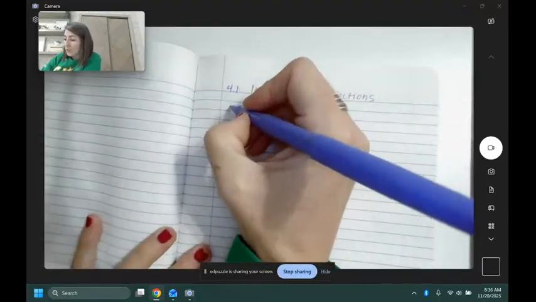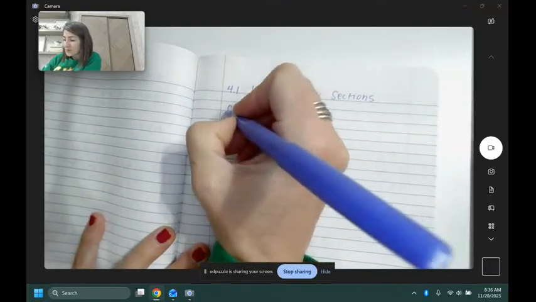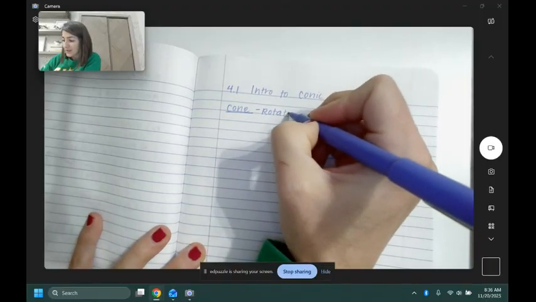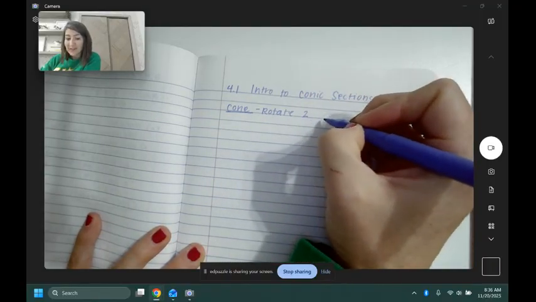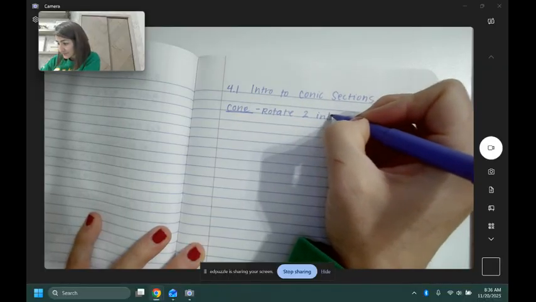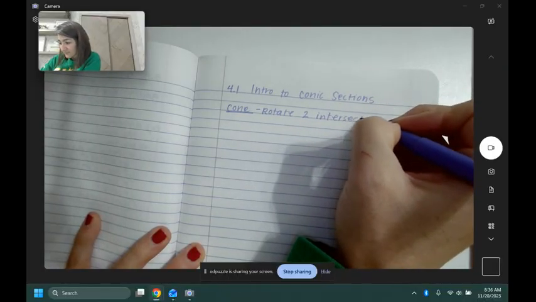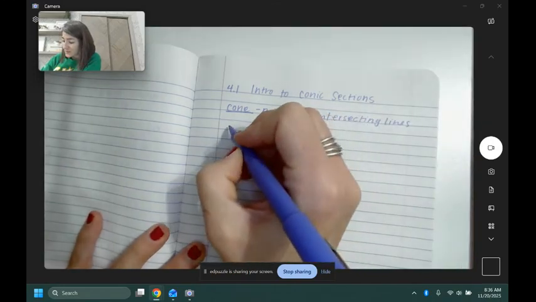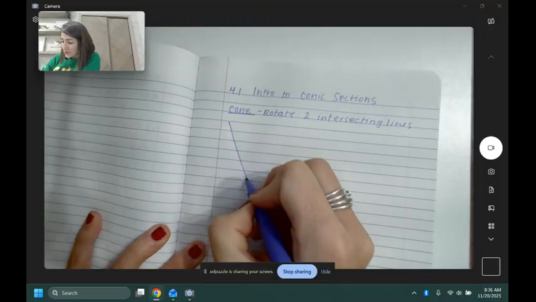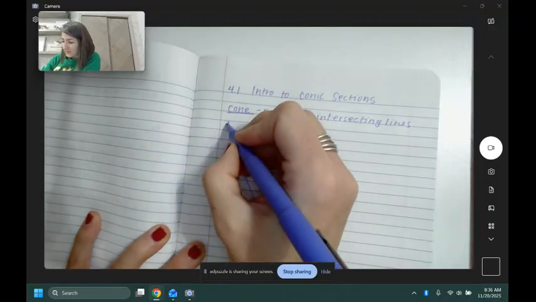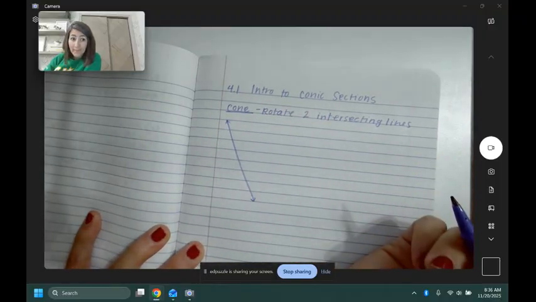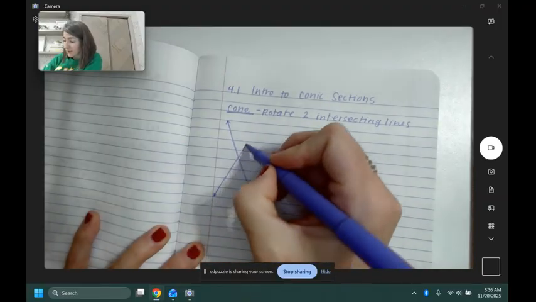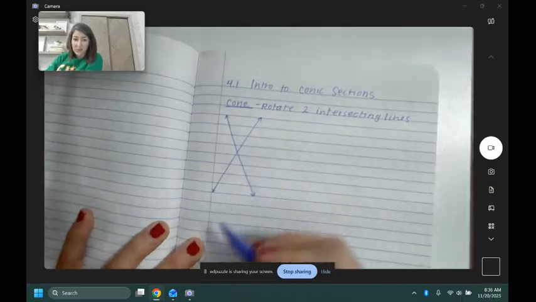So the cone, to create it, we're going to rotate two intersecting lines. Okay, so that's going to look something like this. And this cone, for conic sections, these lines are going to continue forever in both directions, right?